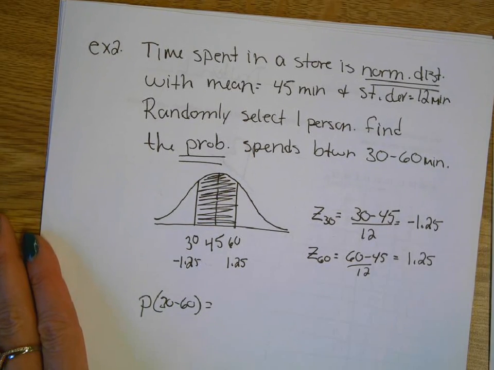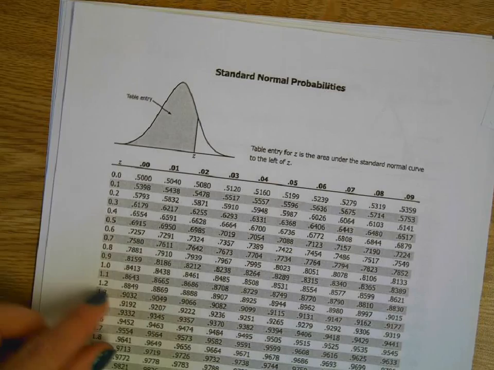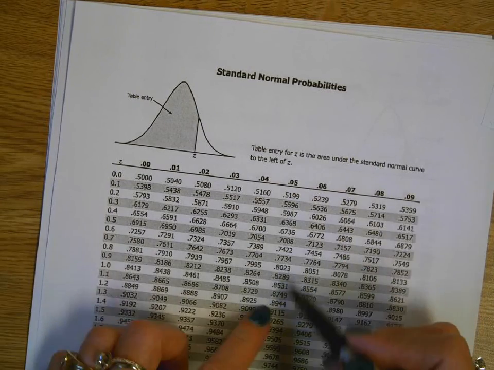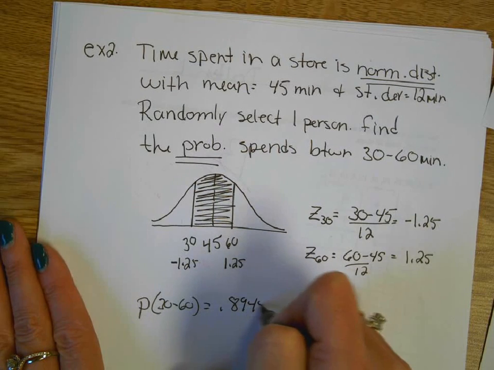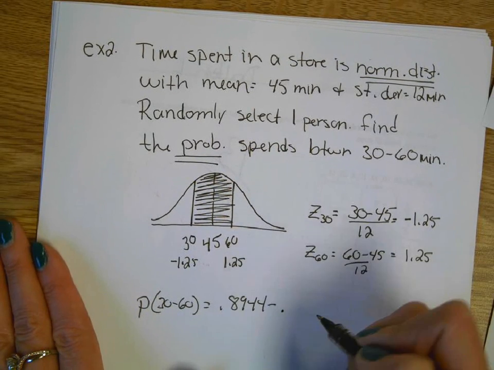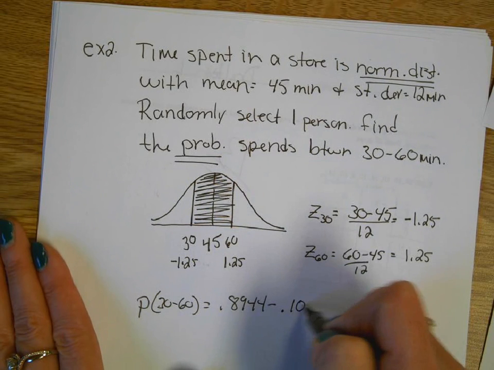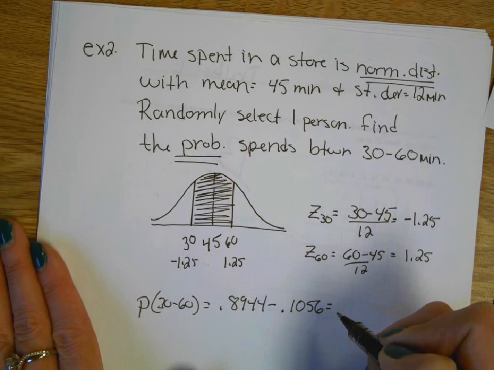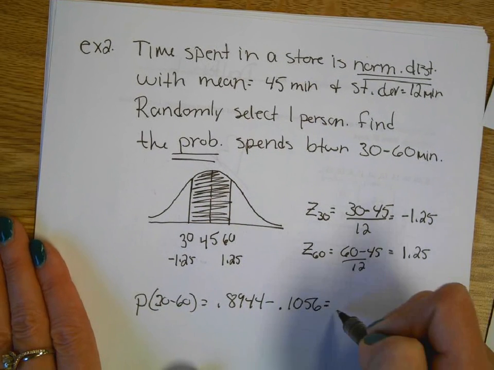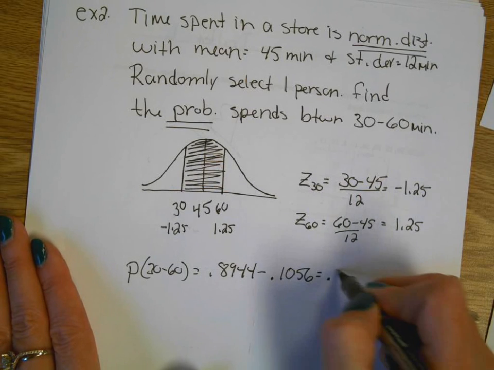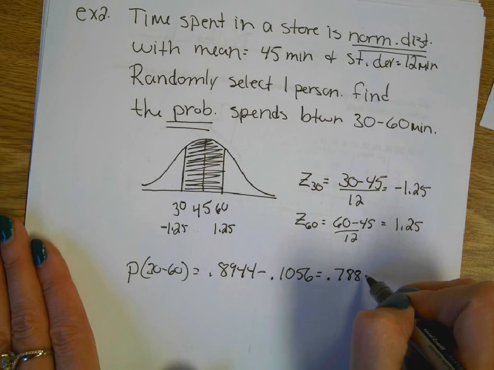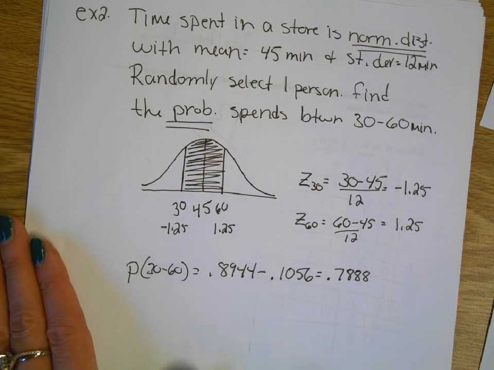So if we look up the 1.25 z-score, 1.25, .8944. And what's the other one? Do a little subtraction. 3/8? Yep. Okay. Easy enough?